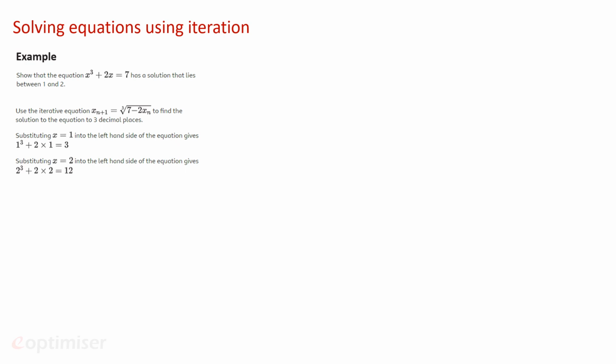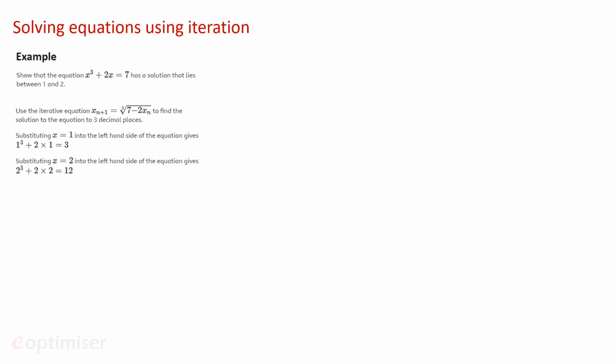But if you put x is equal to 1 in the formula x cubed plus 2x, then you will be getting 3. But if you put x is equal to 2 in that formula, you will be getting 12. So the left hand side is 3 and 12. But those are less or higher than 7. If you put 1, then the left hand side is 3. That is much less than 7. If you put 2, then 12 is much higher than 7. Therefore, we know that x has to take a value between 1 and 2.